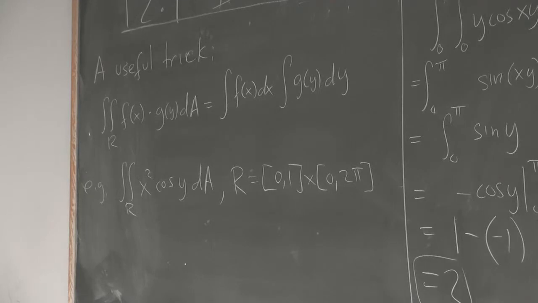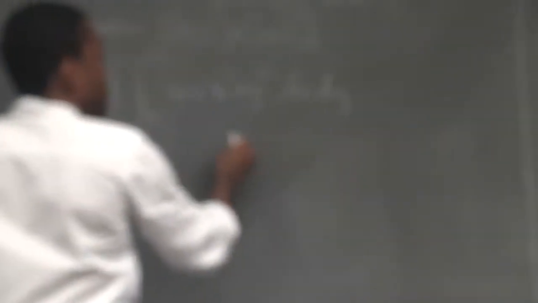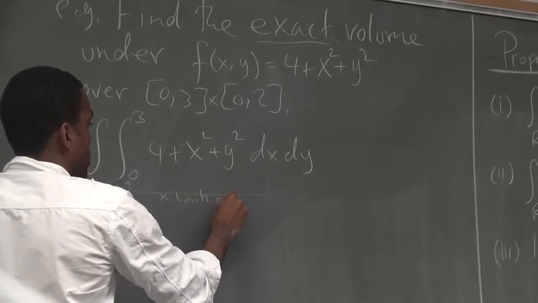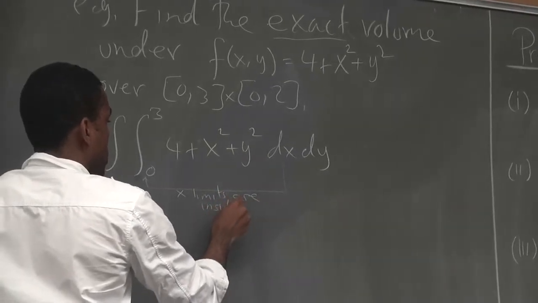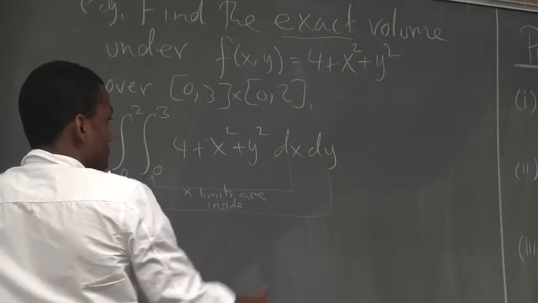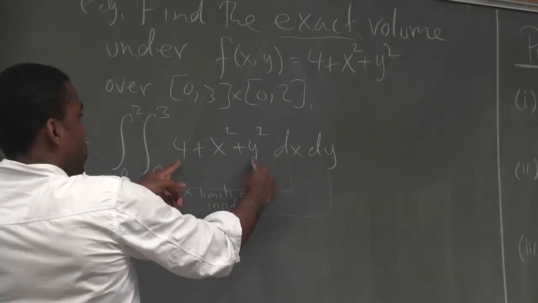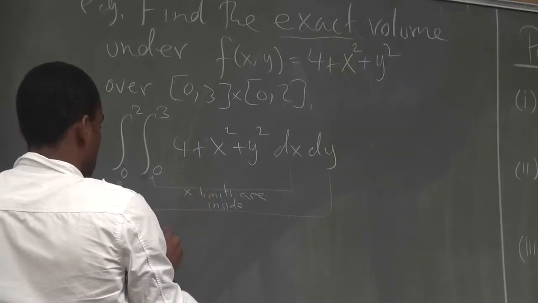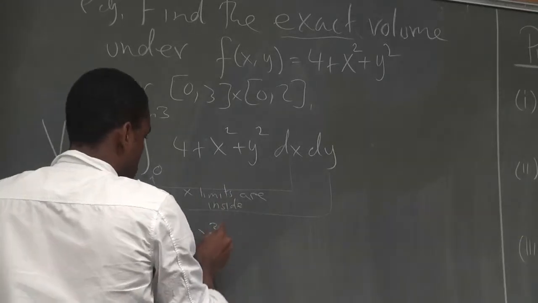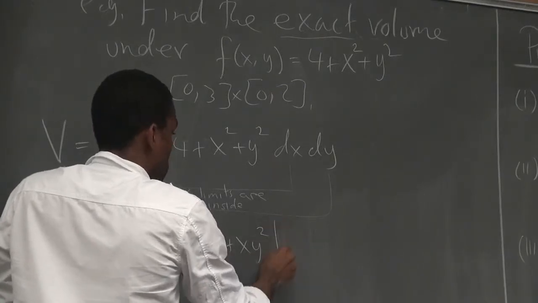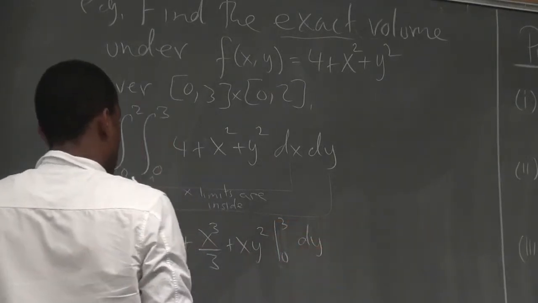What are the limits I put on here? 0 to 3. Because my x is the inner one, it has to match with the inner limits. And then the y limits go on the outside, which is 0 to 2. So what I do is I first integrate this with respect to x. My y is a constant, the 4 is a constant. How do you integrate constants? Integrate 4 plus x squared plus y squared, x between 0 and 3, dy.